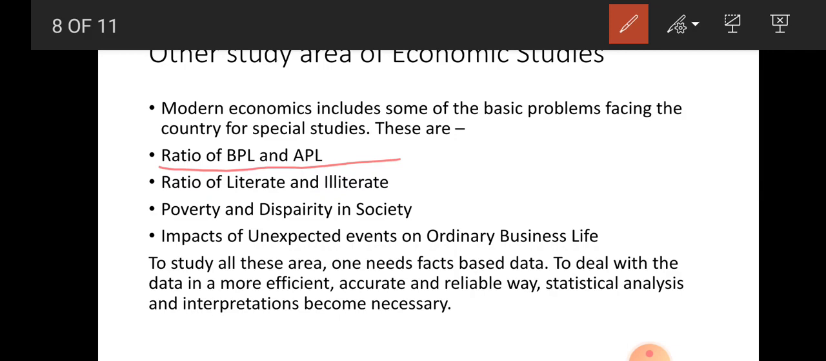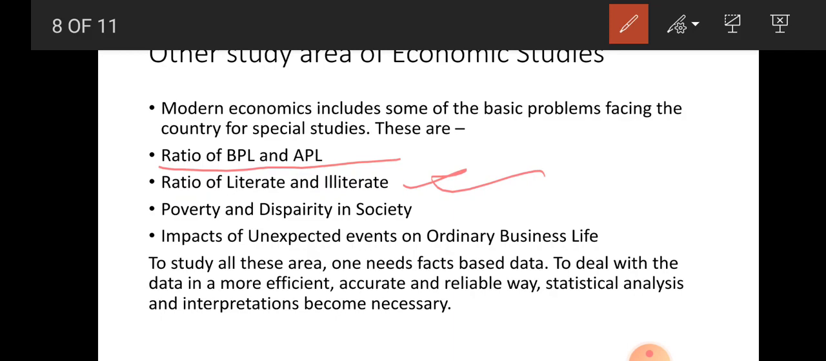Then the ratio of literate and illiterate, because we know literacy is related to production, because as there will be more literate persons, there will be more knowledgeable and more skilled persons, so there will be more productivity. Then poverty and disparity in society, where we need to know what the dissimilarities and disparities in poverty are, and the impacts of unexpected events on ordinary business life.